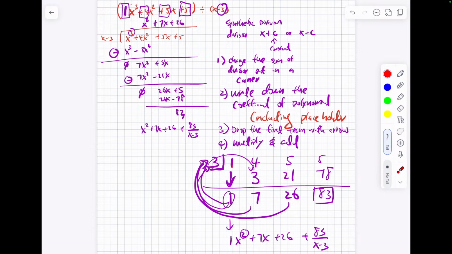Wait, Mr. A, isn't it always 1 degree less? Yeah, your answer should be 1 degree less. Like always? Yeah. Because you divided by x, you're reducing by 1 degree.